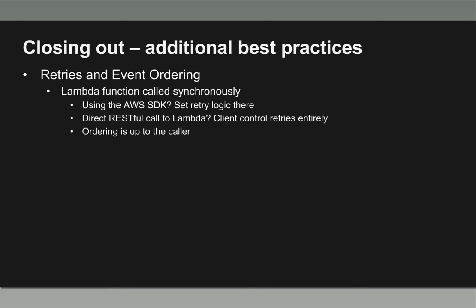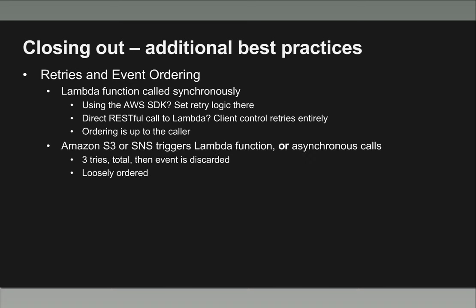If you're using a Lambda function in a synchronous manner, using API Gateway is a synchronous method of accessing Lambda. In that case, you can use the SDK, or you can set the retry logic from the caller at the client side. The ordering is actually up to the caller at that point. So your retry logic will be done at the client side.